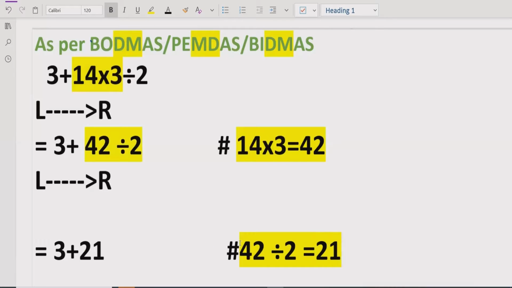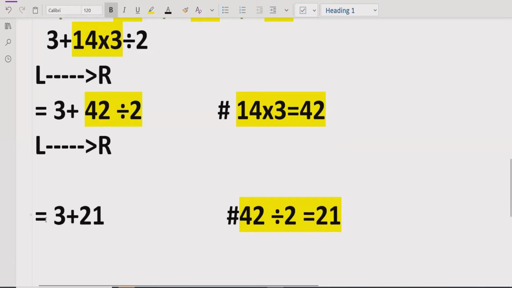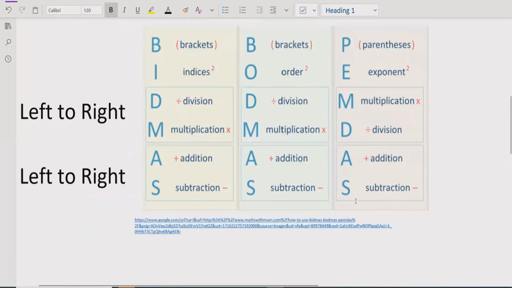Now, again, we have only two numbers, 3 plus 21, which equals 24. So the answer of this expression is 24.